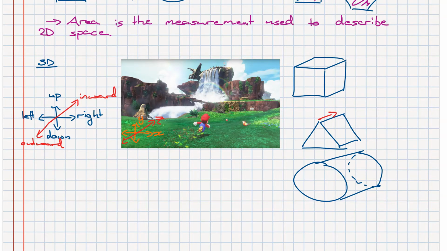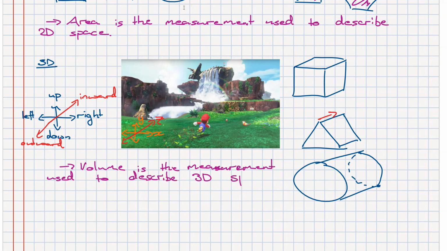Now, the space in which these 3D shapes are occupied is called volume. So volume is the measurement used to describe 3D space. Excellent.